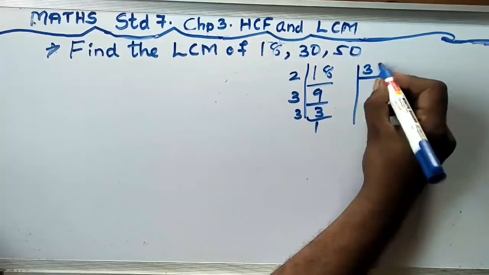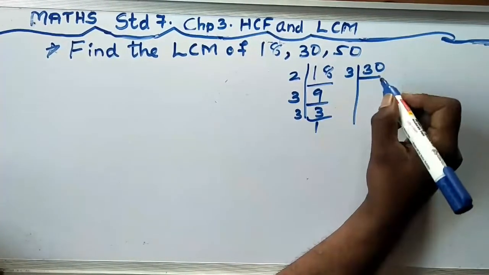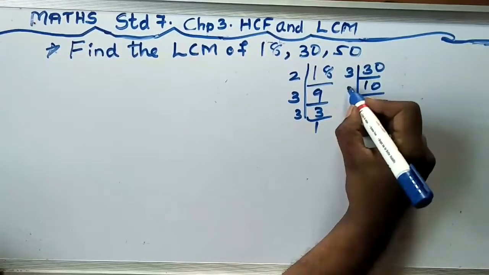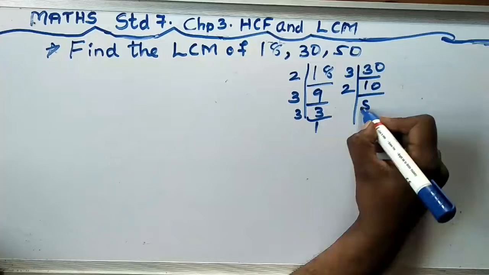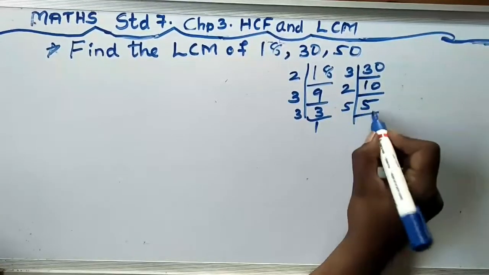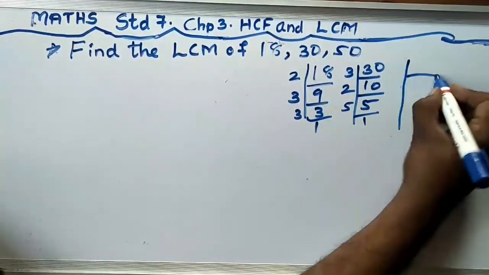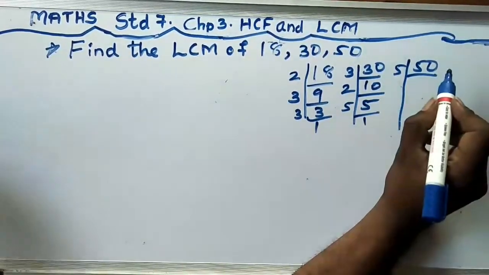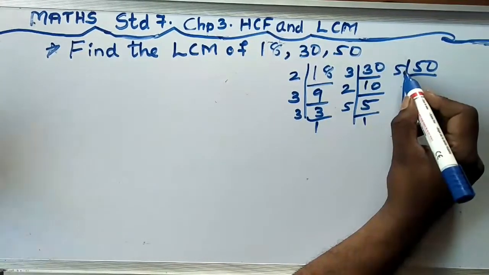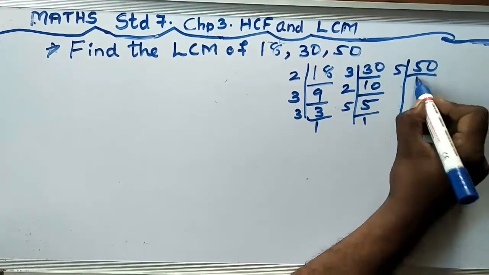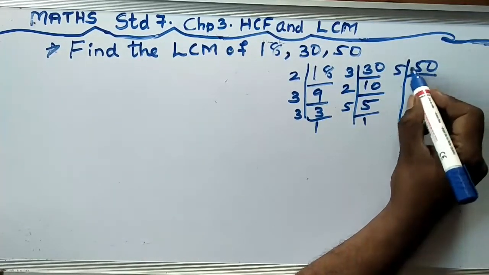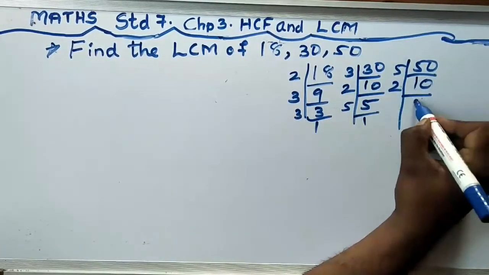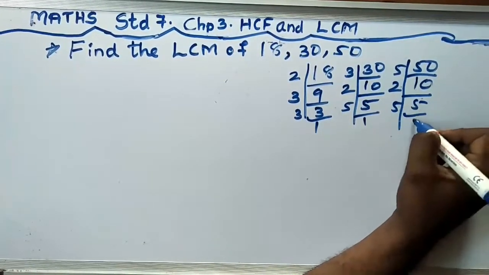For 30, it goes in 3 table. 3 ones are 3, 0 is 10. So 10 goes in 2 table 5 times. 5 goes in 5 table 1 time. What about 50? 50 goes in 5 table. It goes even in 2 table. We can take either 2 or 5. I am taking a 5. 5 ones are 5. 5 goes in 5 table 1 time. 5 ones are 5, then 0. 10 goes in 2 table 5 times. 5 goes in 5 table 1 time.